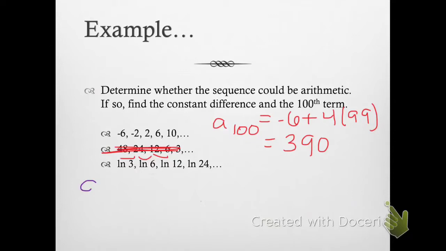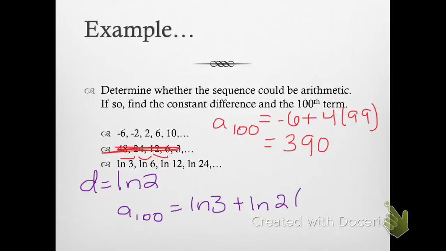So what we have here, common difference of the natural log of 2. To find the 100th term, take the first term, and we're going to add to it the common difference multiplied by n minus 1. And using our properties of logs again, this is really equal to the natural log of 3 plus the natural log of 2 to the 99th.